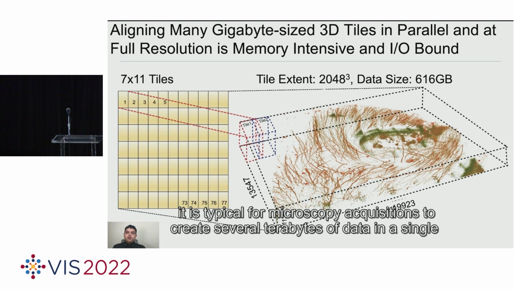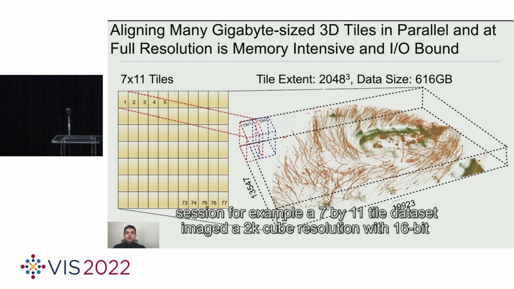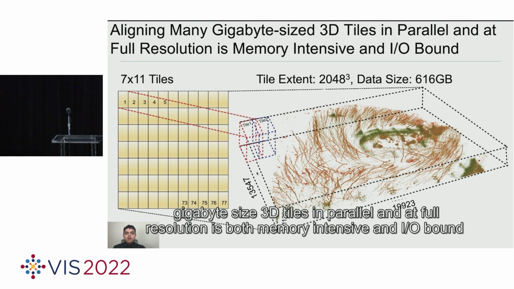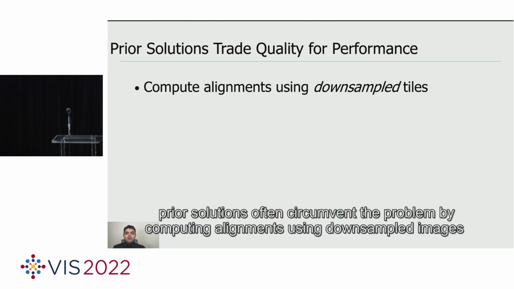It is typical for microscopy acquisitions to create several terabytes of data in a single session. For example, a 7 by 11 tile dataset imaged at 2K cube resolution with 16-bit precision creates 616 gigabytes of data. Due to their sheer size, aligning many overlapping gigabyte-sized 3D tiles in parallel and at full resolution is both memory-intensive and I/O bound. Prior solutions often circumvent the problem by computing alignments using downsampled images.